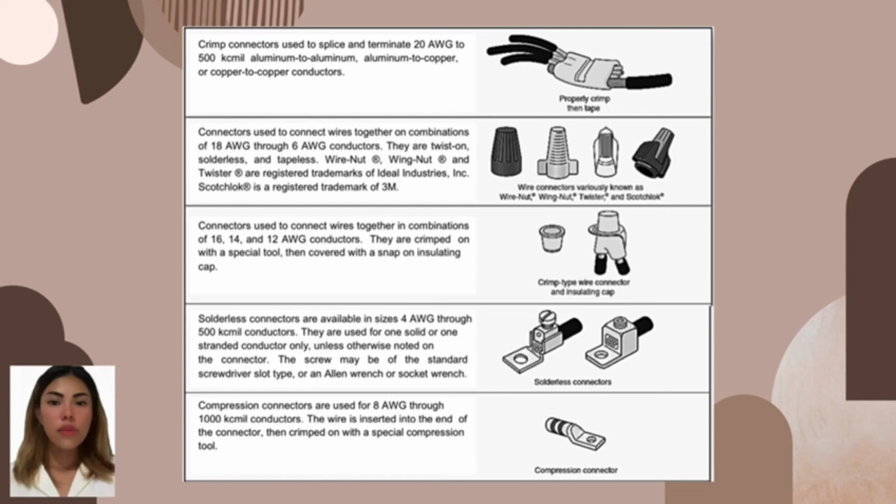So, our connectors naman is used to connect wires together in combination of 18 AWG through 6 AWG conductors. They are twist-on, solderless, and tapeless. Wire nut, wing nut, and twister are registered trademarks of Ideal Industries. Scotchlok is a registered trademark of 3M.